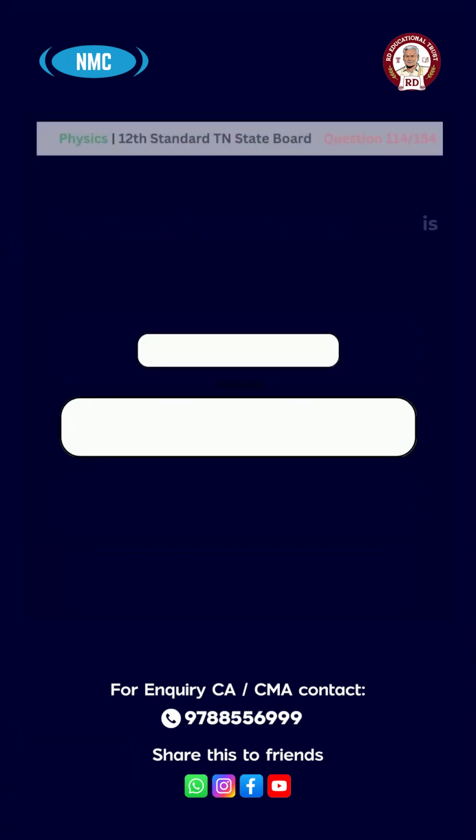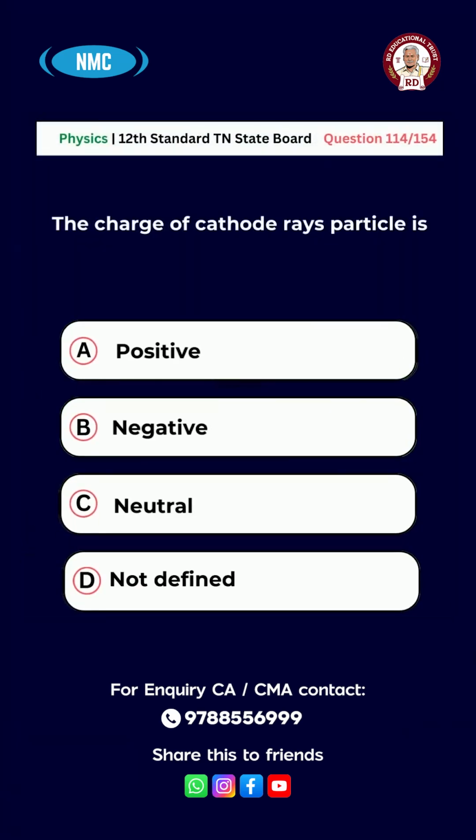Question number 114. The charge of a cathode ray particle is: option A, positive; B, negative; C, neutral; D, not defined. The right answer is option B, negative.